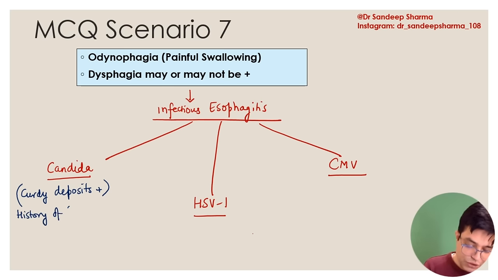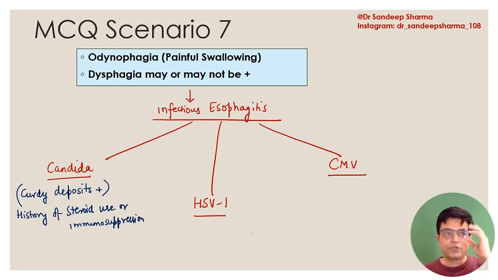steroid use or immunosuppression. So the MCQ will say there is a patient who has asthma, or there is a patient who has nephrotic syndrome. Multiple times the patient has received steroids and he presents with esophagitis. On history taking, you find there is painful swallowing along with dysphagia. What is the likely diagnosis?